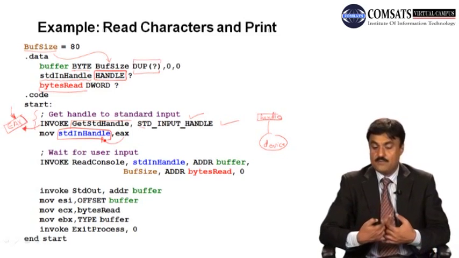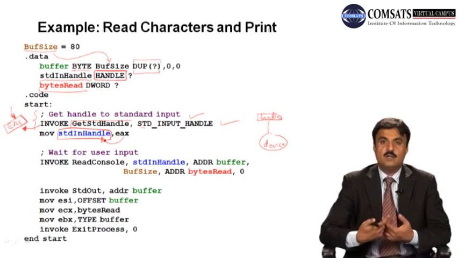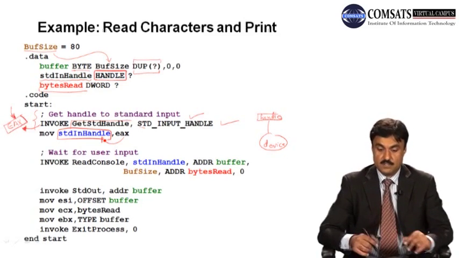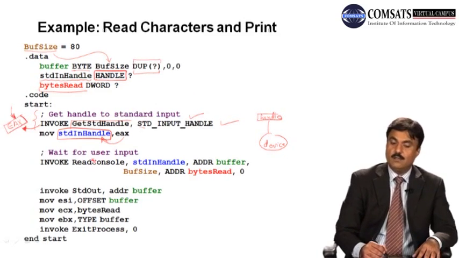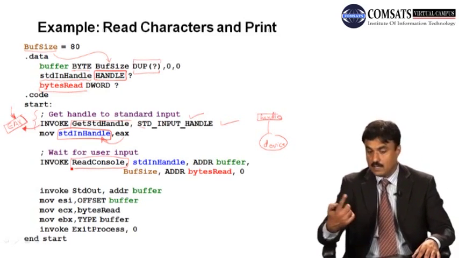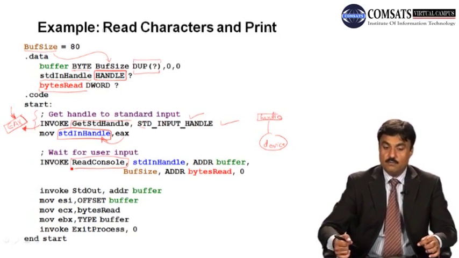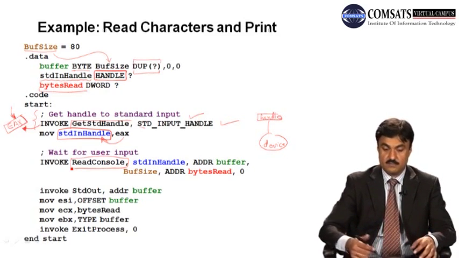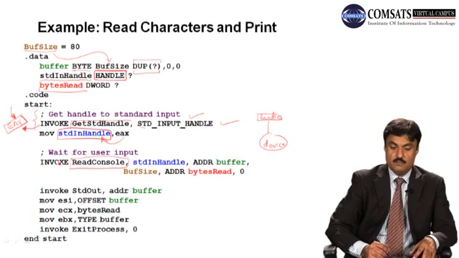Now what we are going to do, we have to wait until someone types something and presses the enter key. At this point we use the read console, the same one which we used in our previous example, to read one character, but now we want to read, for example, one complete line or maybe 80 characters. So we use invoke read console.